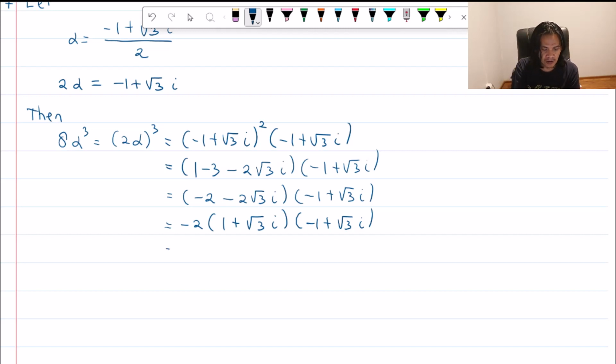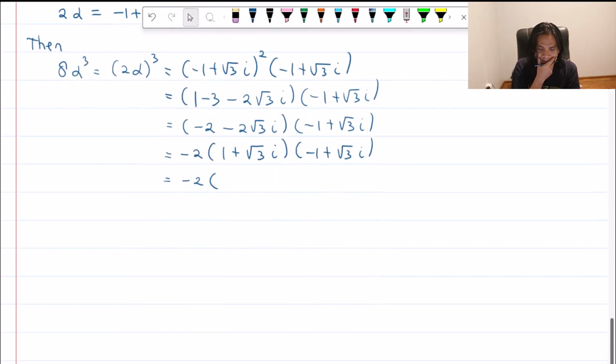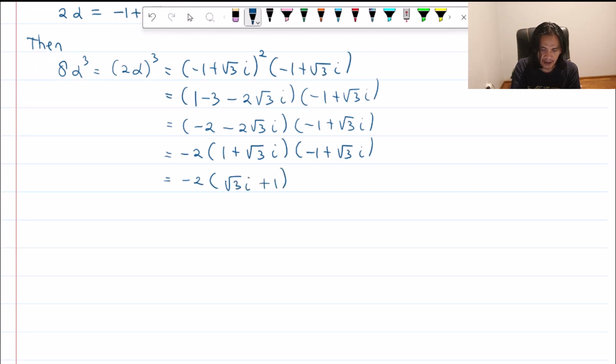So what do I mean? What I meant before was to rewrite this as √3i + 1, and the other one as √3i - 1. So let's see. We can see that this is of the type (a + b)(a - b), and we know how to simplify those kinds of products.